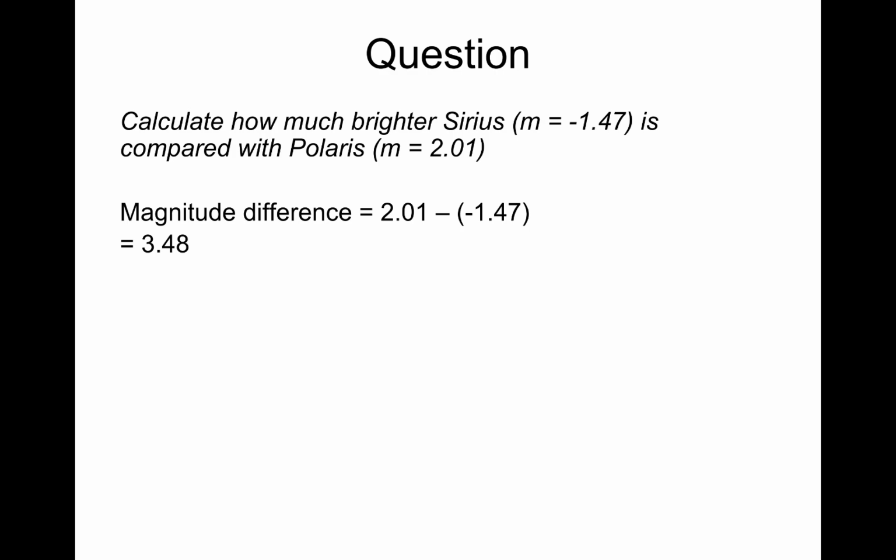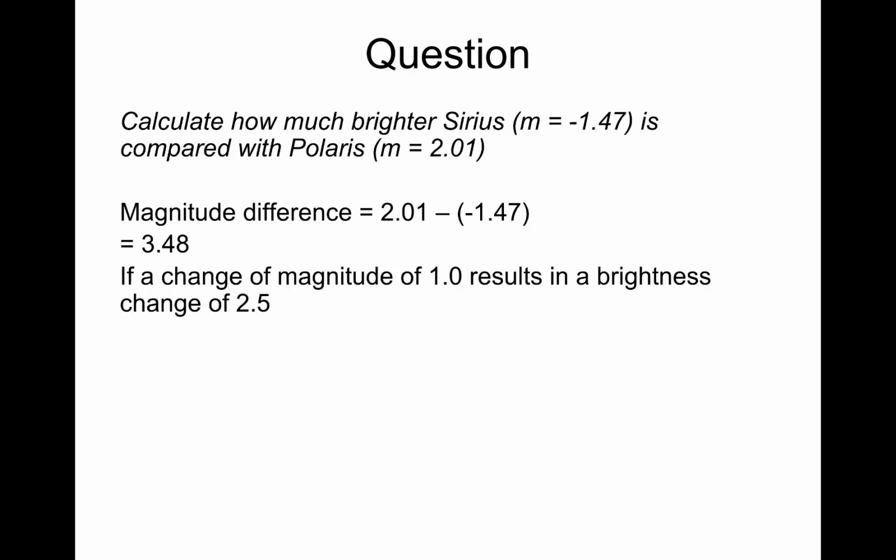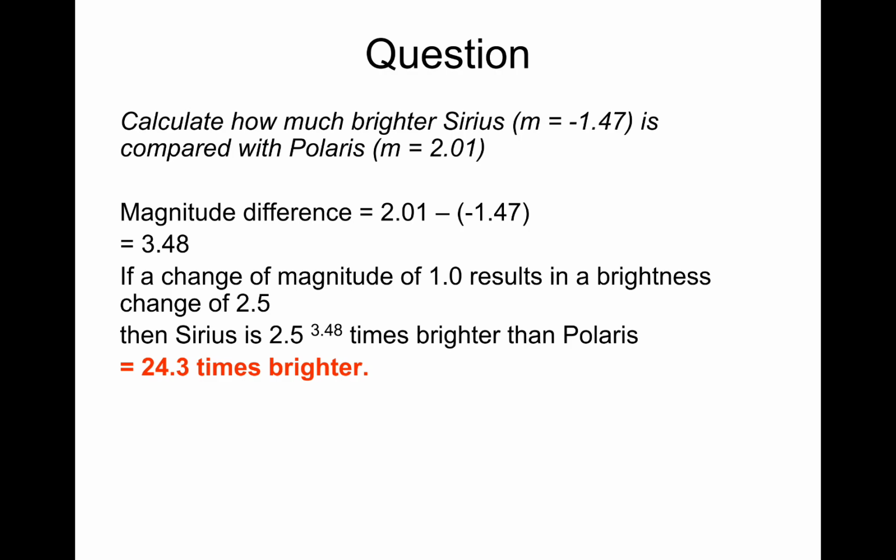And then for each time you go up 1 in apparent magnitude, the brightness is about 2.5 times brighter. So what you need to do is 2.5 to the power of the difference in apparent magnitude. So you've got 2.5 to the power of 3.48. And if you put that in your calculator, that'll give you 24.3 times brighter. So this is an important technique. So we'll do a couple of practice questions. It's relatively straightforward once you've been shown it. So we've got 2 more questions to do.